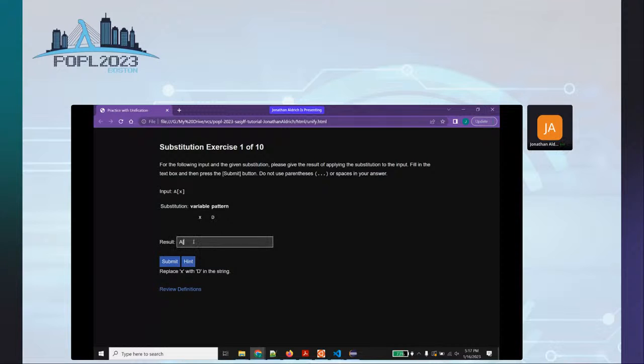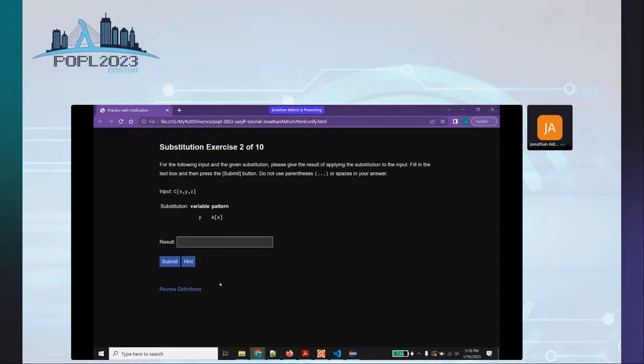So A of B, okay, good. And then you say submit, and it says, okay, you got it right. You continue, and it does something harder. So it has 10 exercises with some mild hints that get harder and harder as they go along. It turns out substitution can get pretty profound with these things.